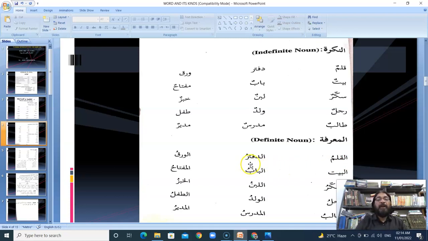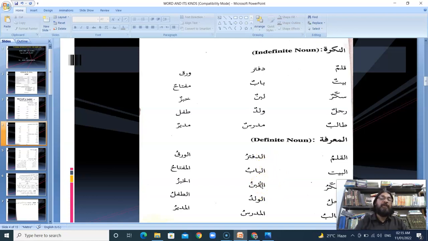Al-qalamu, the pen. Ad-daftaru, the notebook. Al-waraqu, the paper. Al-baytu, the house. Al-babu, the door. Al-miftahu, the key. As-sukkaru, the sugar. Al-labanu, the milk. Al-khubzu, the bread. Al-rajulu, the man. Al-waladu, the boy. Al-tiflu, the child. Al-talibu, the student. Al-mudarrisu, the teacher. Al-mudiru, the principal. So these are the particular things because there is alif lam in the beginning of the word.